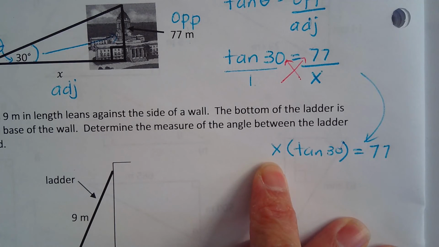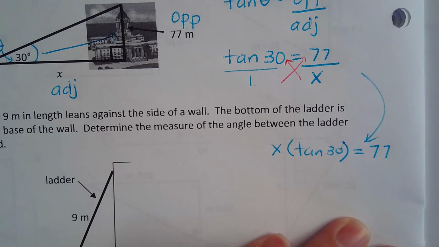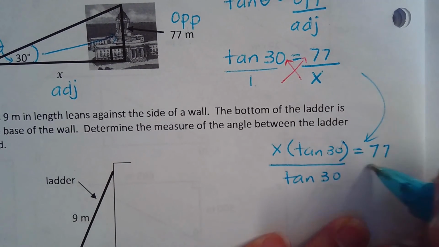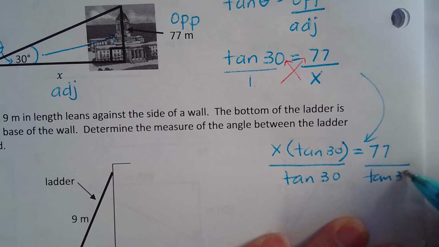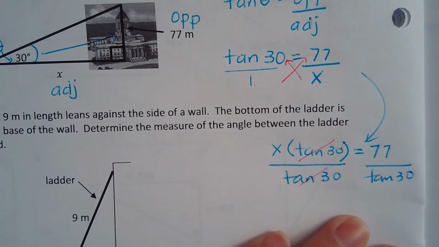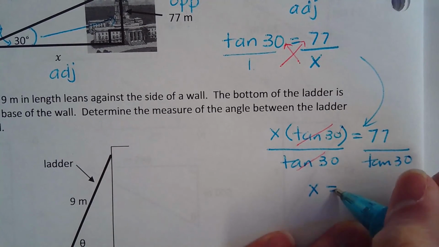We need to solve for x and have it alone. So what are we going to do? Divide, right? Because this is multiplied, we're going to do the opposite of that, which would be divide tan 30. So tan 30 cancels each other out. And then the x is alone finally.